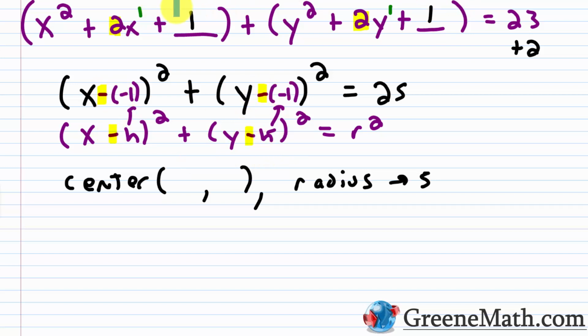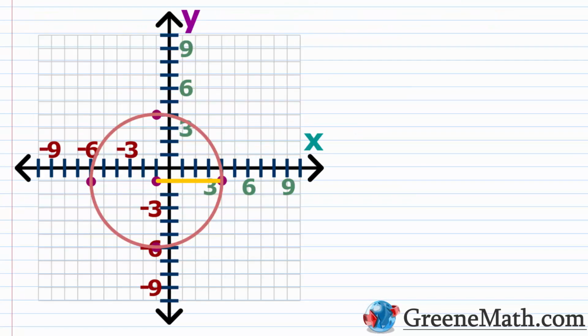So what I can do is grab the numbers negative 1 and negative 1. My x value for the center will be negative 1. That's my h. My y value for the center will be negative 1. That's my k. So the center here occurs at negative 1 comma negative 1. The radius is 5.